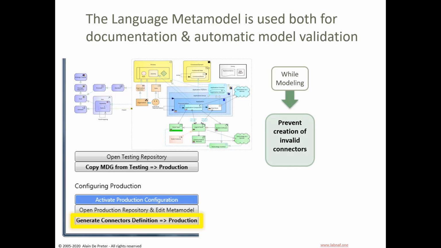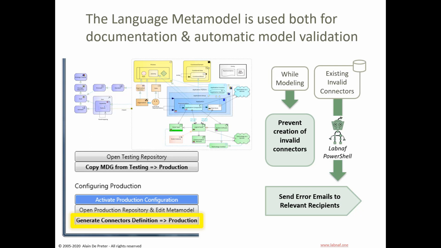Now, the changes you made in the metamodel might create errors in the existing model, and that is why Labnaf also sends error messages, emails. These error messages are routed automatically to the right people, and the message routing follows a combination of criteria, and you can configure this as you wish. So with this approach, you can quickly change the metamodel or create your own, and it becomes a very agile process. What do I do if I want to transform the language in my existing model?